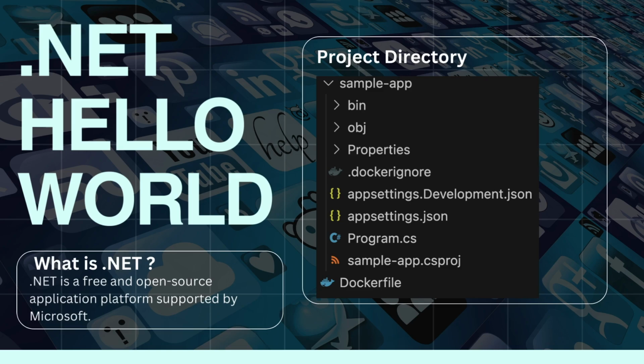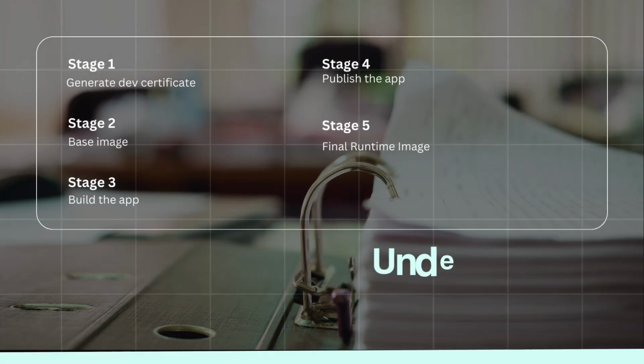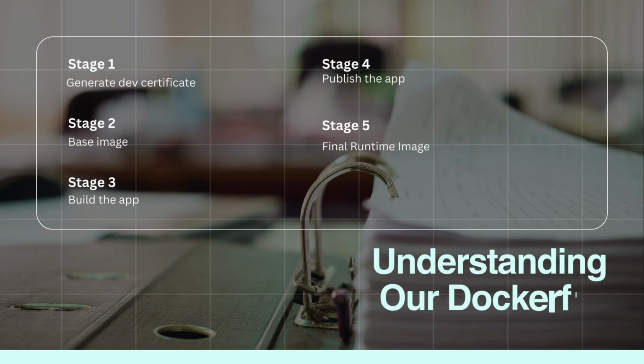If you notice, a Dockerfile is also present in the screenshot. This Dockerfile is placed outside our application folder. We are going to use this Dockerfile to containerize our application. Now let's deep dive into the most interesting part, which is the Dockerfile of our application. We are using a multi-stage Dockerfile, and it has 5 stages in total, starting from generating a development certificate to the final runtime image.